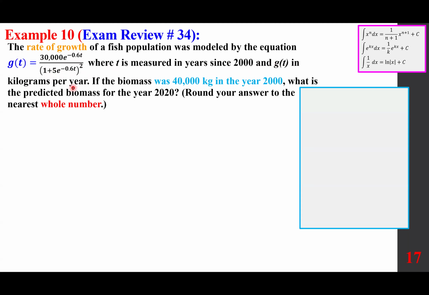So whenever we discuss the rate in calculus, we are talking about the derivative function. If the biomass was 40,000 kilograms in the year 2000, what is the predicted biomass for the year 2020, and round it to the whole number. So it's really important to understand we are talking about the derivative function, okay? So if capital G of t represents the biomass, then the growth rate, its derivative, capital G prime of t is lowercase g of t.